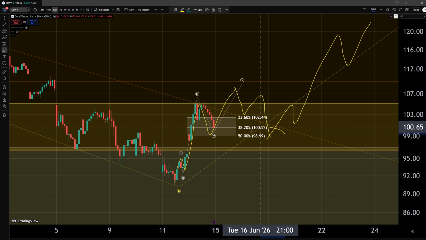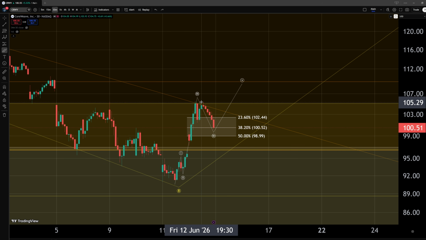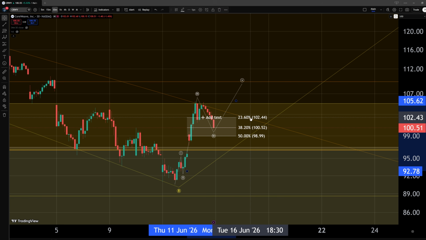So the bottoming region of an internal wave 2 here would be quite interesting, but I do not know that this is how the structure will play out. Again, it is within such a small time frame that we cannot rely upon these patterns. Now, in terms of the correction itself, I consider that this could be complete.